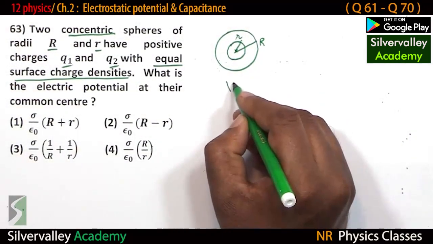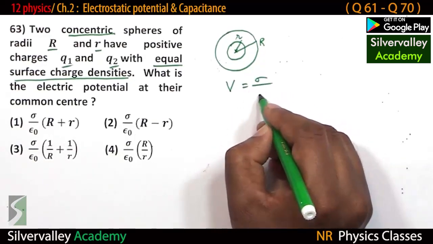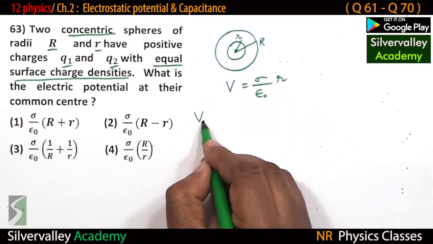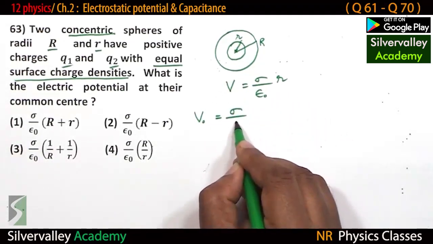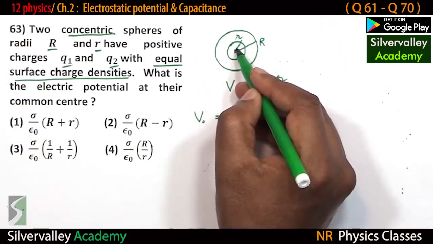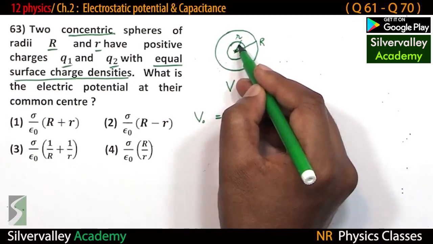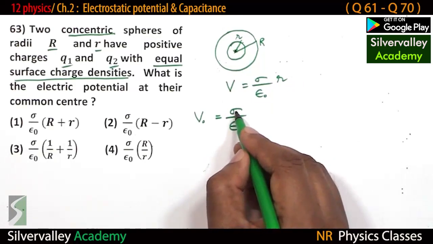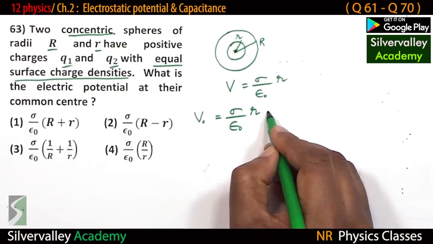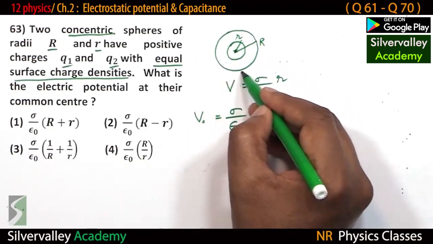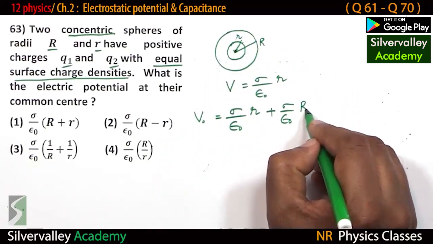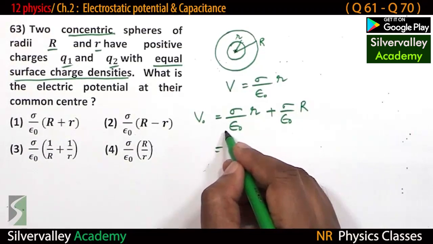So we also know this equation: potential equals sigma by epsilon naught times radius. So potential at the center is the potential due to the inner sphere. Just consider the inner sphere. The point is at the center, which means the point is inside the shell, so sigma by epsilon naught into small r, plus, because of the outer sphere, the same thing, sigma by epsilon naught and radius of outer capital R. Take common factor.